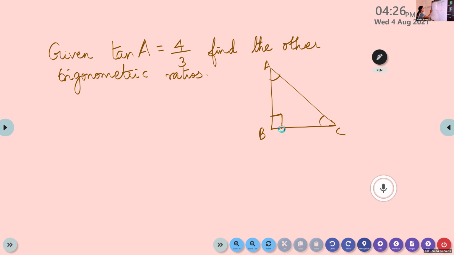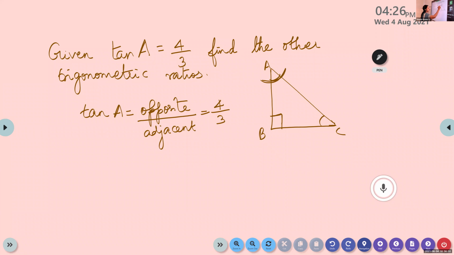Now, let's start with the definition. What is the definition of tan A? Tan A is, by definition, opposite by adjacent, which is 4/3. So the side opposite to angle A is BC, isn't it? And the side adjacent is AB. So BC is 4, AB is 3.